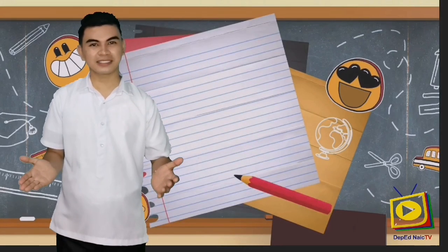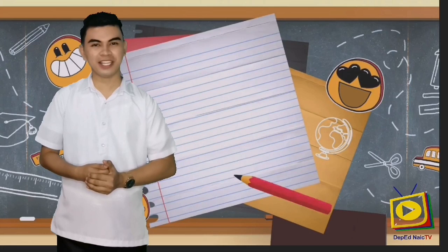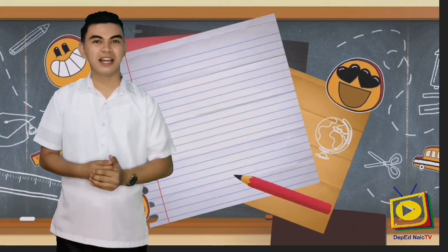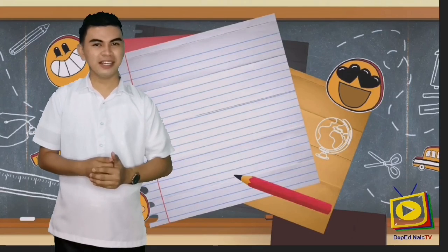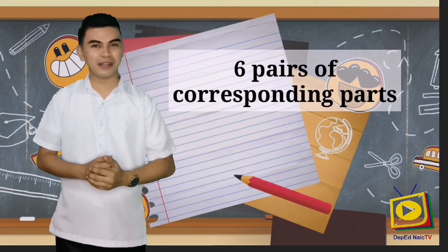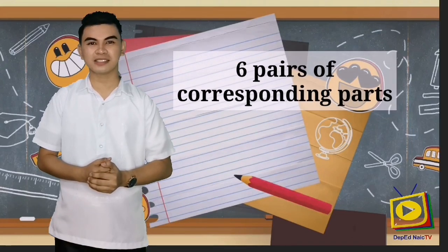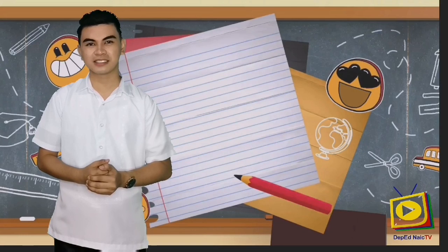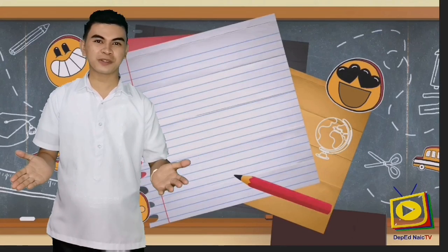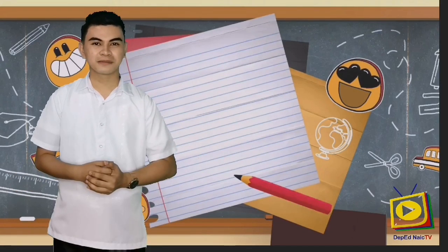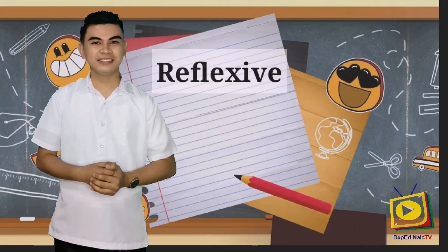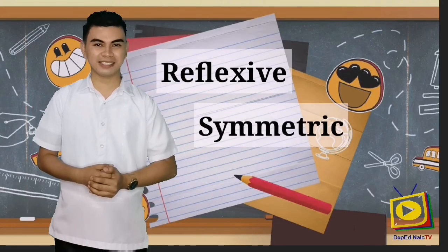Congruence of triangles is studied because of its many applications in the real world. By definition, you need 6 pairs of corresponding parts between two triangles to establish their congruence. Congruence for triangles are reflexive, symmetric, and transitive.